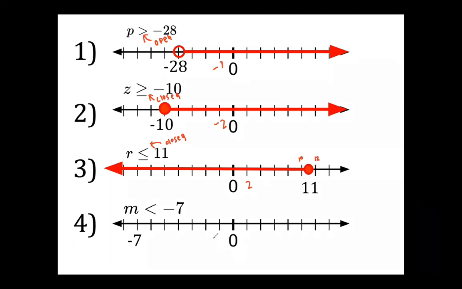For the last one, we have m is less than -7. I did my increments just by ones, and I'm going to plot an open circle at -7 since we have a less than symbol here. Once you've plotted your circle, go ahead and draw your arrow in the same direction as the symbol since m is on the left of our inequality. So that would be pointing to the left.